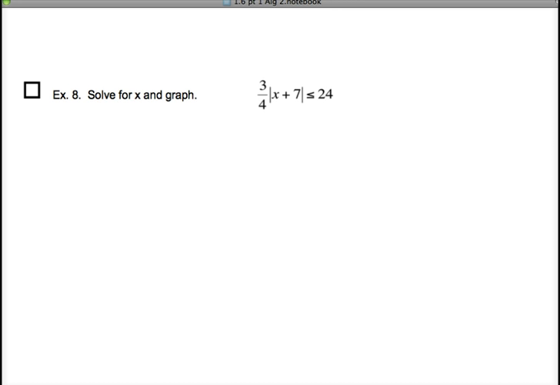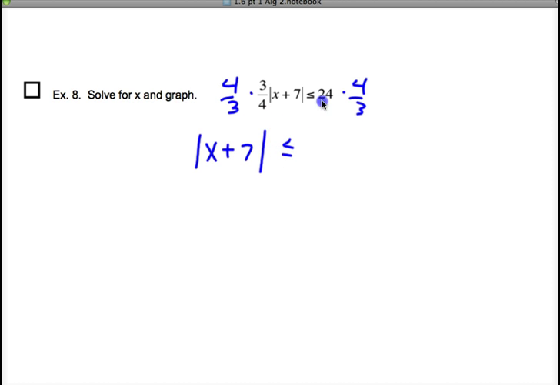Okay, next problem. Here I've got a 3/4 in front. Certainly don't want to distribute that. You could in this case because it is a positive 3/4, but I wouldn't recommend it. Always look to get rid of what's outside of the absolute value. Isolate the absolute value. How do we do that? Multiply by 4/3. So I get the absolute value of x plus 7 has to be less than or equal to. I don't switch the symbol for any reason now.